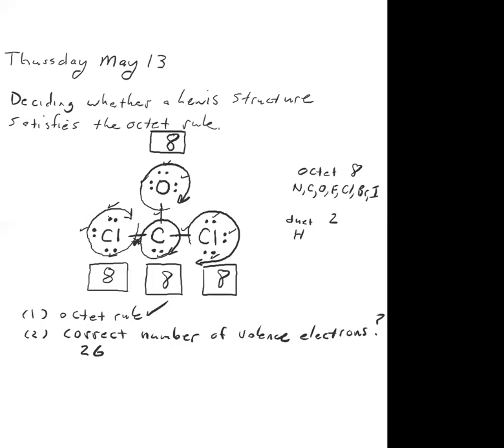We've got a carbon. Carbon is in group 4A, so it has 4 valence electrons. Chlorine is in group 7A, so it has 7 valence electrons. But there's 2 chlorines, so let's do another chlorine. So it also has 7. And then oxygen is in group 6A, so it has 6 valence electrons. So if that adds up to 26, we're in good shape. We got a pretty good Lewis structure right here, okay? So let's see. 4 plus 7 is 11, plus 7 is 18, plus 6 is 24.